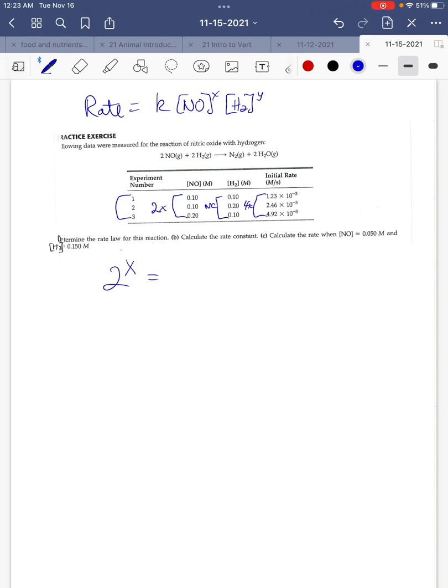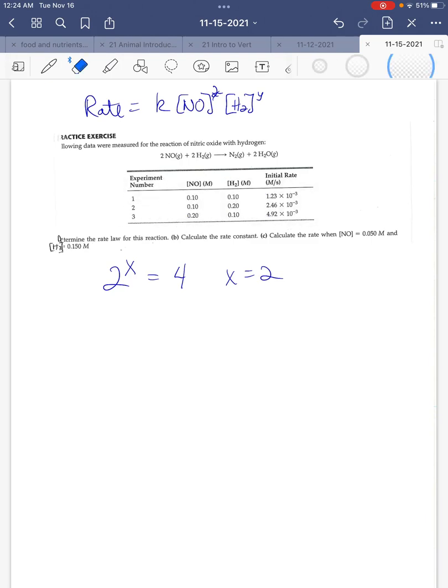2 to the x equals 4, right? We double it, we get 4 times. 2 to the x equals 4, so x then equals 2. Right, so we're going to plug in a 2 up here for the x.